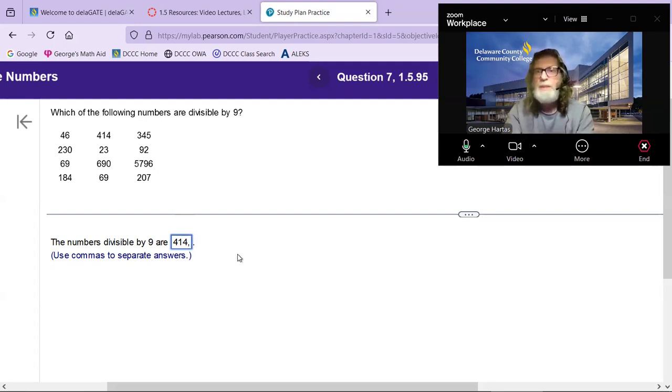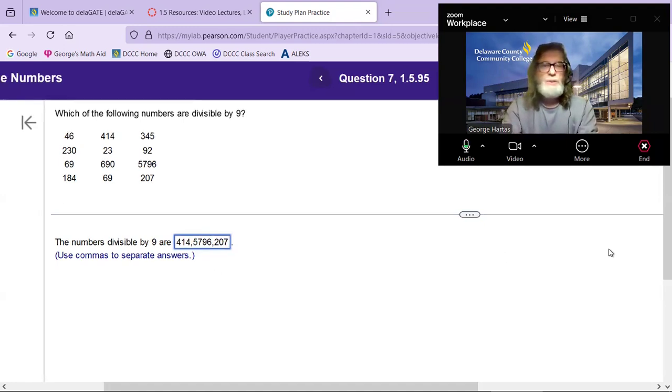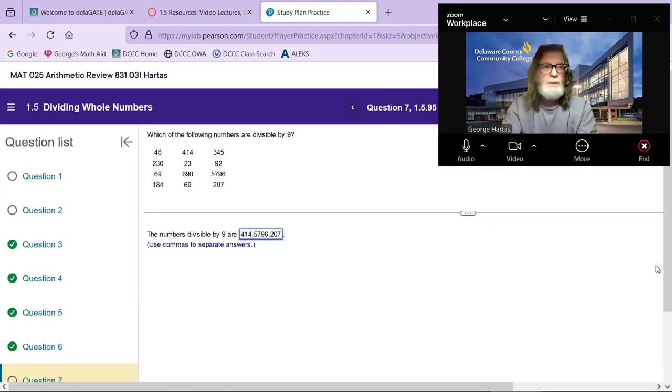So let's put that down. 57, 96. How about this last one? 2 plus 0 is still 2. 2 plus 7 is 9, and 9 goes into 9. So 207 belongs here. Okay, so it looks like we have our numbers. Let's try it and see if we did everything correctly.